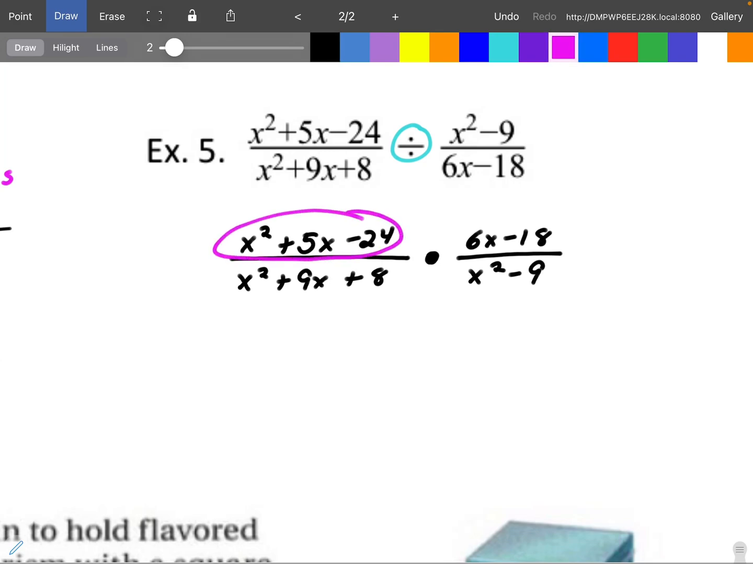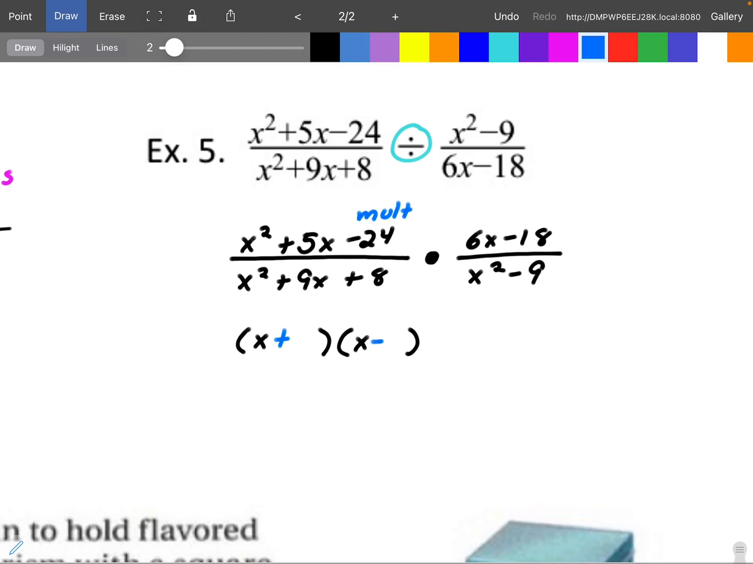So take the first numerator. It's a trinomial that begins with x squared. Therefore, that's going to give us 2 parentheses that both begin with x. Now for that one, we're looking for 2 numbers that multiply to give me a negative 24.